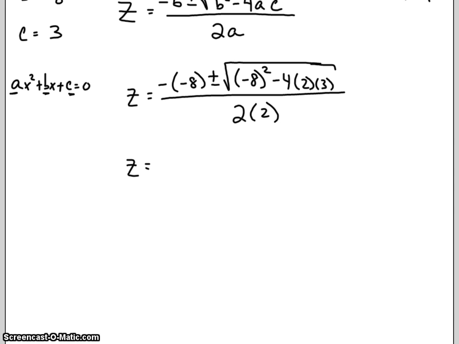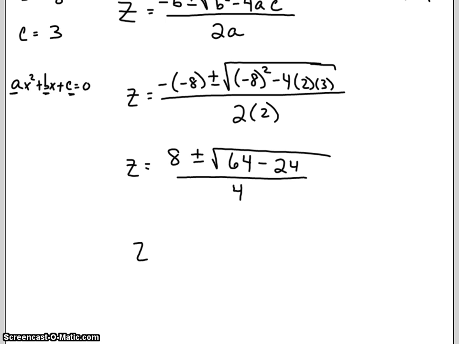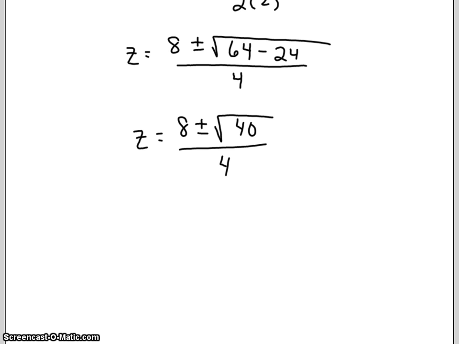So now the negative of negative 8 is positive 8, and then plus or minus. Negative 8 squared is 64, and it's going to be a minus because it's a negative times a positive times a positive. 4 times 2 is 8. 8 times 3 is 24. So we get a 24 here, all over 4. So 8 plus or minus the square root of 64 minus 24, that's 40, all over 4. Okay, this is an answer.